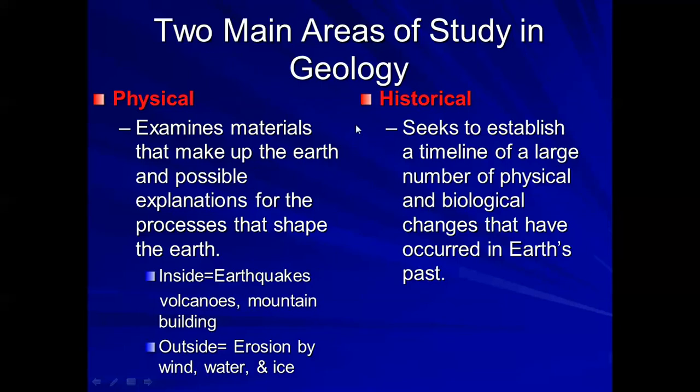There are two main areas of study in geology. The first one is the physical. The physical area examines the materials that make up the Earth and the possible explanations for the processes that actually shape the Earth. So if we're thinking about things inside the Earth, we're going to be talking about earthquakes, volcanoes, and how mountains are built. And we're also going to be talking about processes on the outside of the Earth that wear things down, such as erosion by wind, water, and ice.